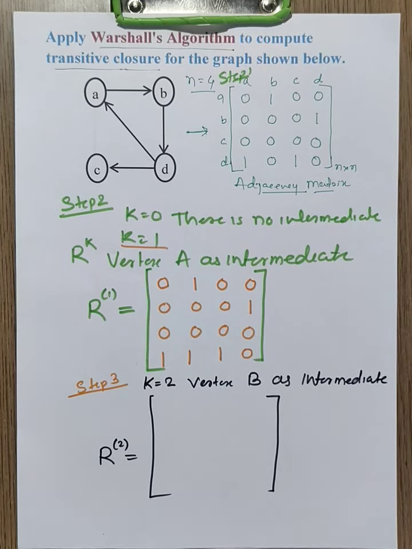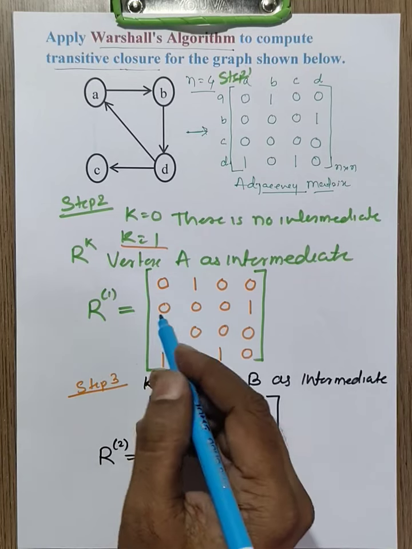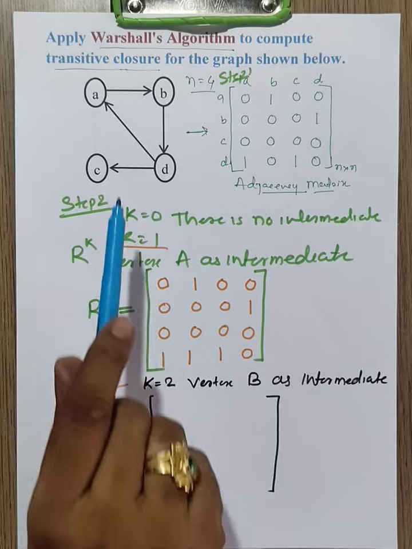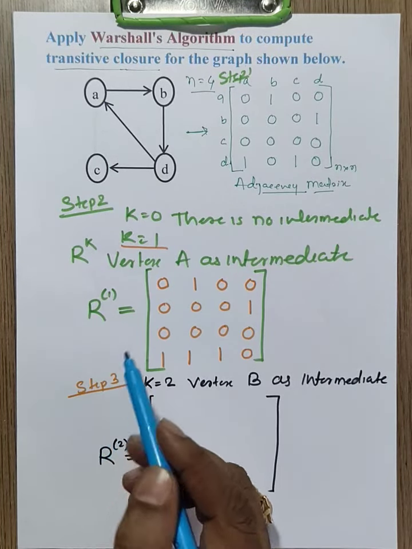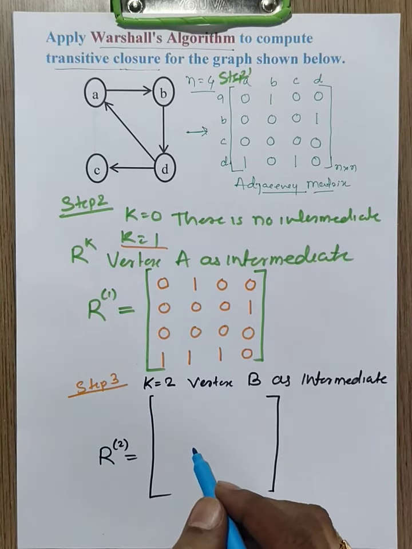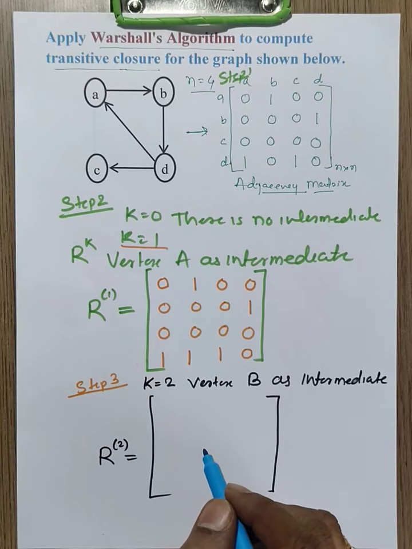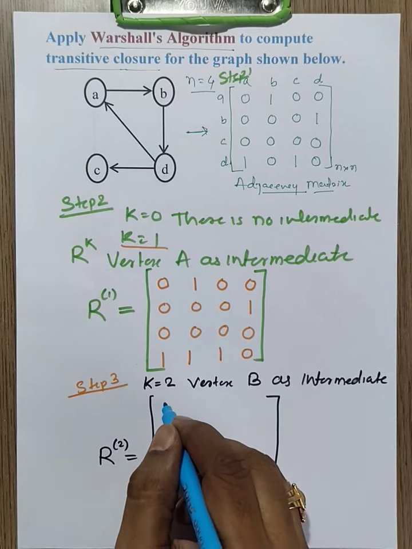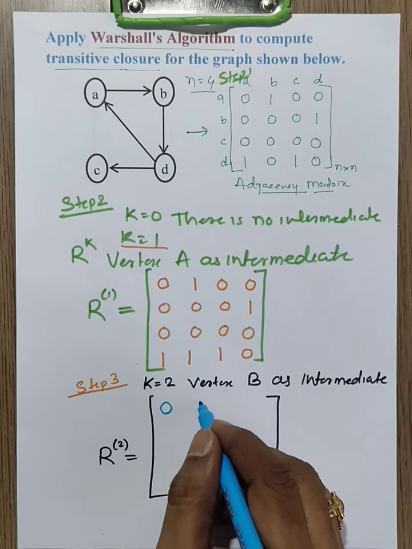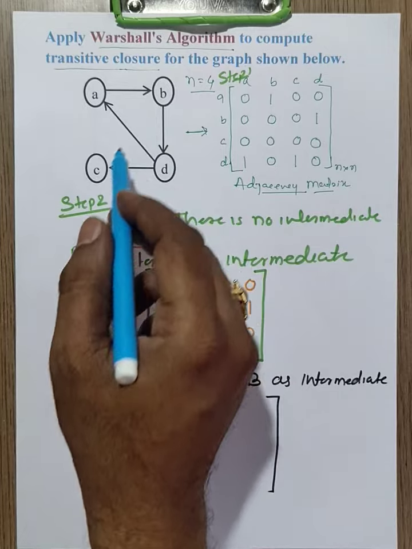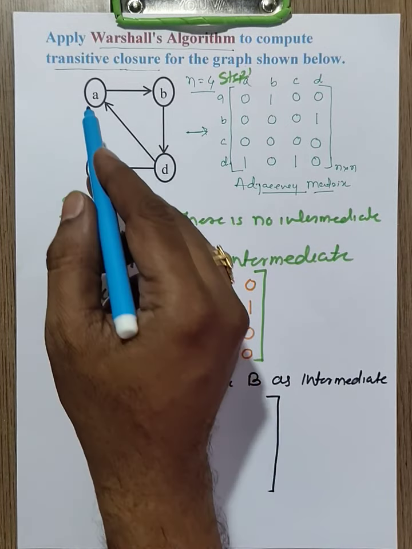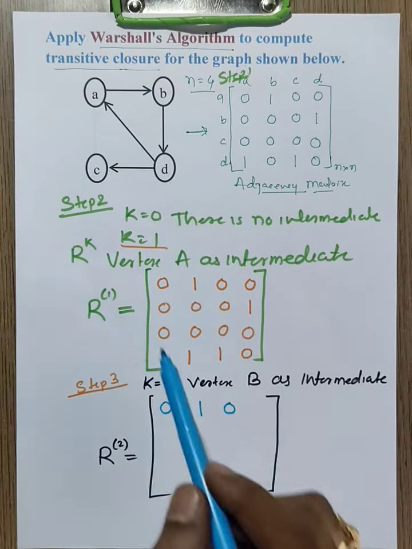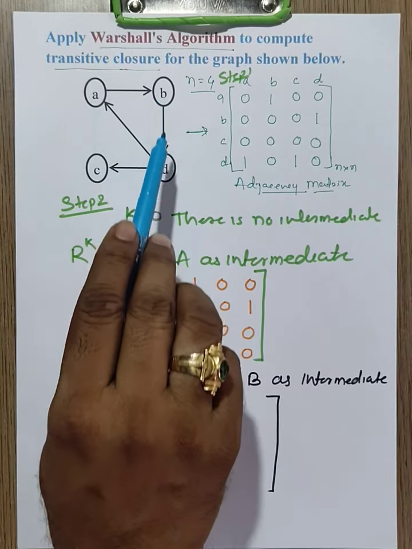The previous intermediate vertex is A, then A plus B. Here vertex B is an intermediate. If B is an intermediate, and an A to B transition is there, then maybe the A row will get different values. First A to A 0, A to B already 1 is there. Then A to C using B, is there any connection? Is there any edge? A to B, B to C, no. Then this is 0. And A to D, A to B, B to D you can take.